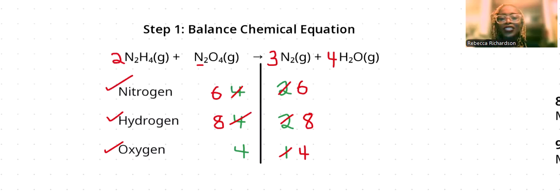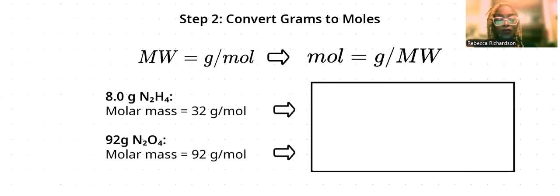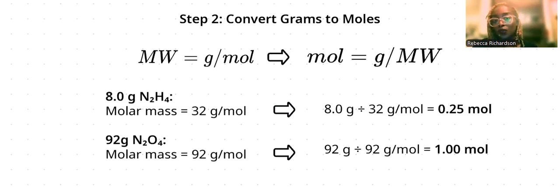So now what we want to do is convert our grams to moles. So we know that molecular weight is equal to our grams per mole. So if I know how many grams I have and the molecular weight, I can solve for moles using this equation here. Now, if we notice, it was given to us the grams and molar mass in the original equation. So all we really have to do is plug those values in. And what we're left with is 0.25 moles for the N2H4 and 1 mole for the N2O4. Perfect. So now we can move on to step 3.